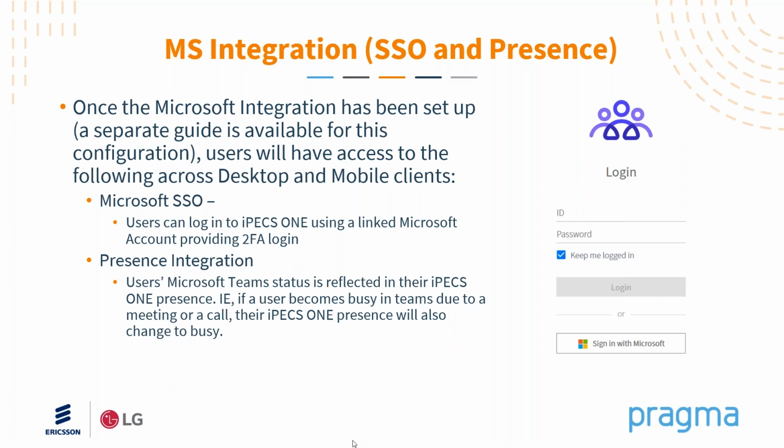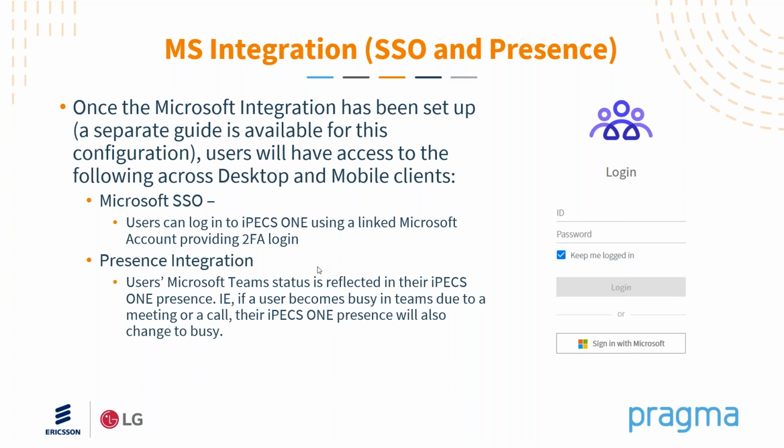So Microsoft integrations. There are a few more Office 365 Microsoft integration bits in iPECS 1 version 4. We've now got the ability to sign in via Microsoft, across desktop and mobile. You can see on the right, you've now got a sign in with Microsoft option. That gives you two-factor authentication. If you're using that on Office 365, it locks down iPECS 1 a bit more behind that Microsoft TFA that you've got. We've also got presence integration.